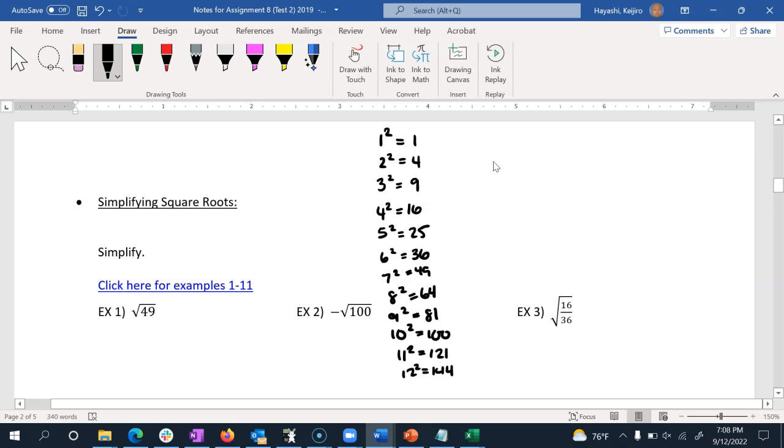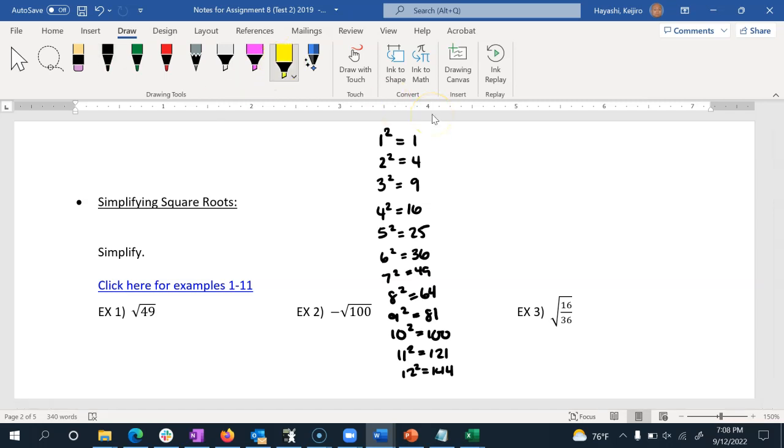Okay, so these numbers on the right-hand side are known as the perfect square numbers because they are the squares of whole numbers. And of course there are more. There are infinitely many because you can take any whole number and square it. You can take 1,317 and square it, and the resulting number would also be a perfect square. But these are the first 12 perfect squares.